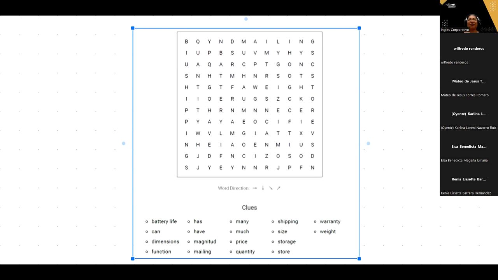In the word research, for example, you have to find out battery life, can, dimensions, functions, has, have, magnitude, mainly, many, much, price, quantity, shipping, warranty, and weight. All these words are in this word research. So please click on the highlighter and start trying to get the words that we have.